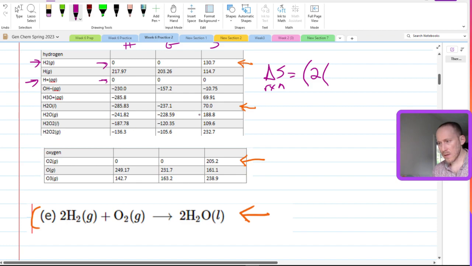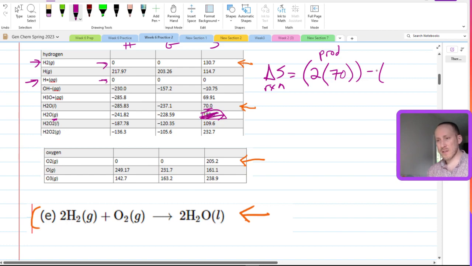And the water, here we go, liquid water. And again, this would be an easy place to mess up and grab the gaseous water one, and you'd be wrong. So we have liquid water products. That's all of our products.